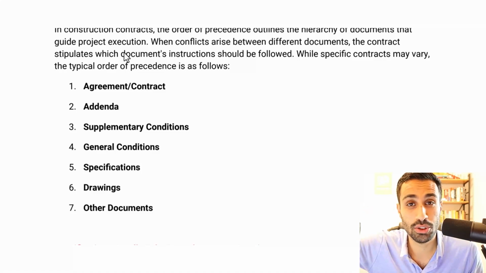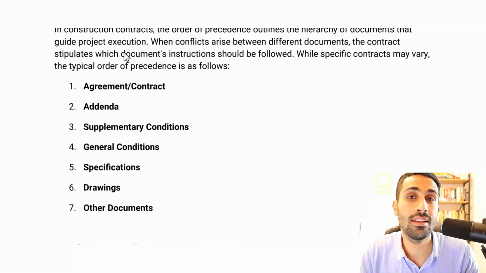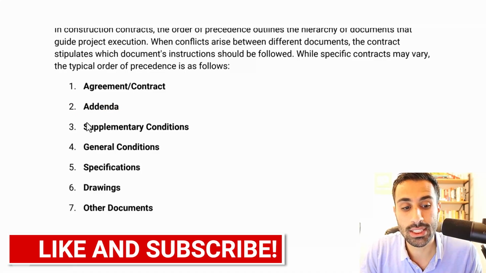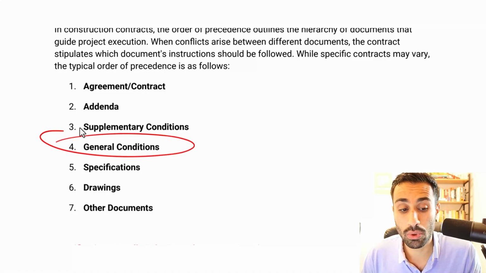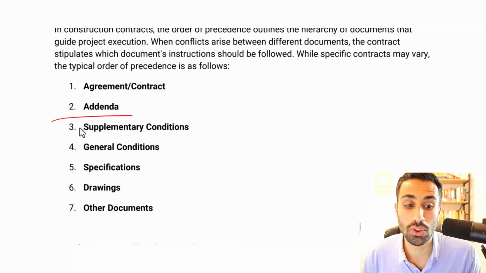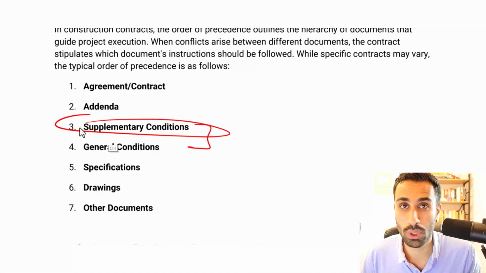And the contractors, recall, all agree before bidding. They agree on the addendum terms and what's stated in that. So the addenda is next, then supplementary conditions. These supplementary conditions will be above the general conditions, as we said above. They're supplementary to the general conditions, so it makes sense. These are above, so if there's a conflict, this wins.